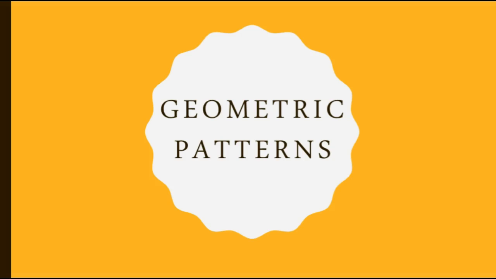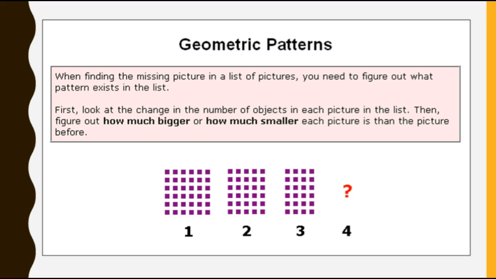Okay, moving on to geometric patterns. These, you need a good set of eyeballs for these to look carefully at the patterns and the geometric shapes to try to figure out what is different along the pattern. When finding the missing picture in a list of pictures, you need to figure out what pattern exists in the list. First, look at the change in the number of objects in each picture in the list. Then figure out how much bigger or how much smaller each picture is than the picture before.